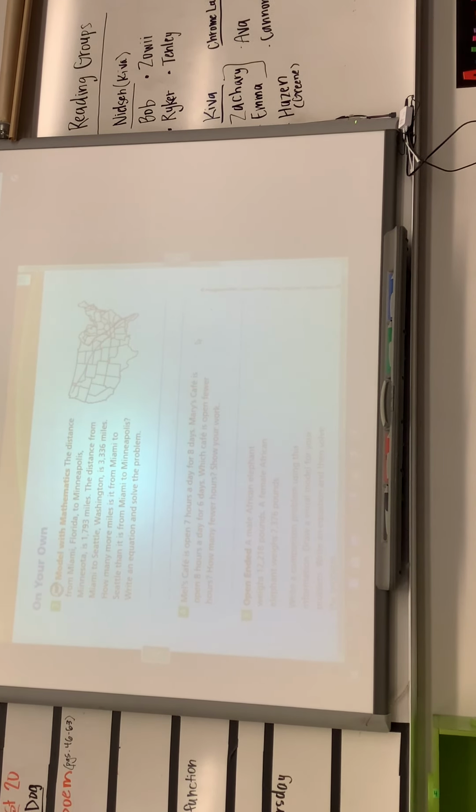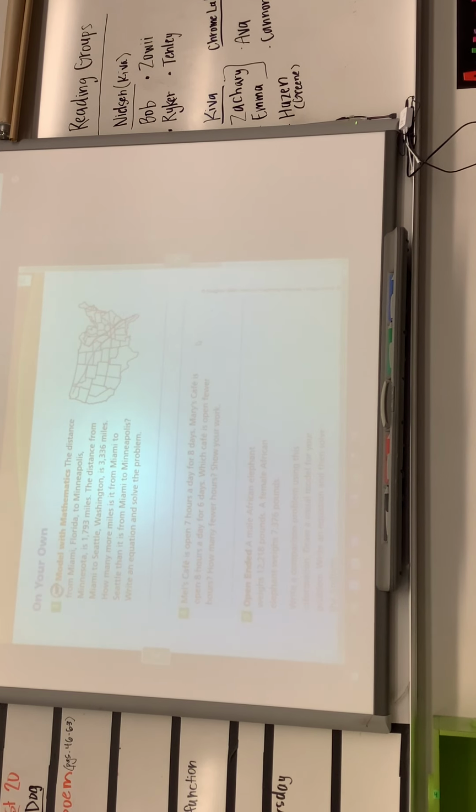The distance from Miami, Florida to Minneapolis, Minnesota is 1,793 miles. The distance from Miami to Seattle, Washington is 3,336 miles. How many more miles is it from Miami to Seattle than it is from Miami to Minneapolis? Yeah, that's a really wordy question.